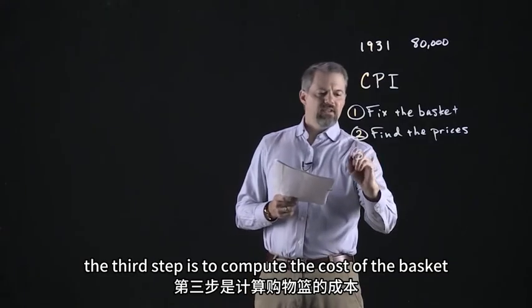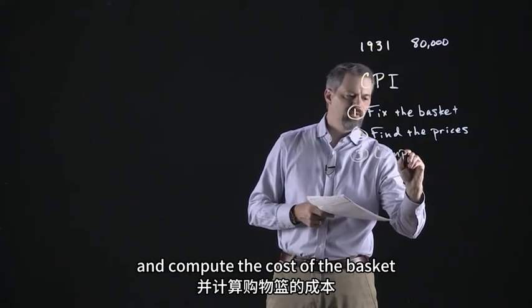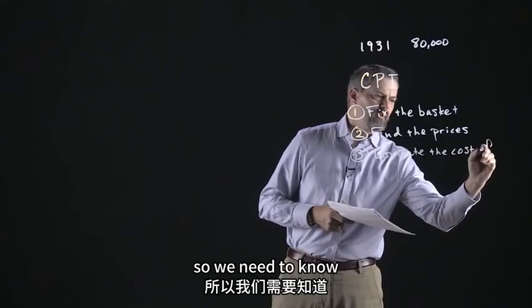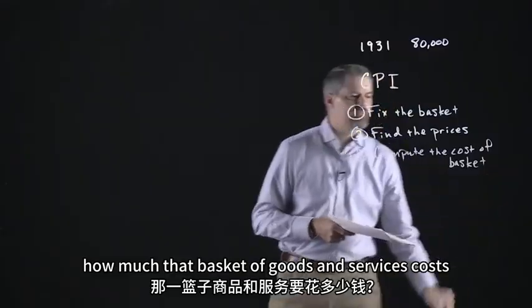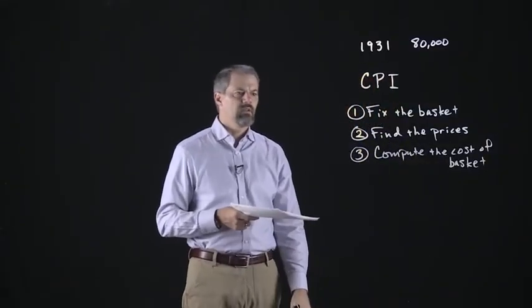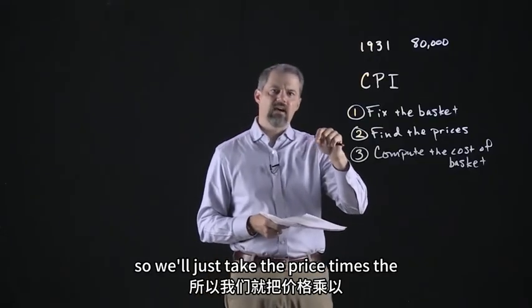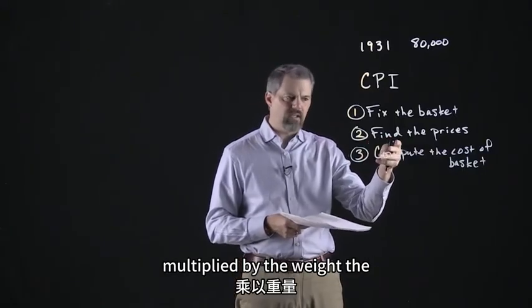The third step is to compute the cost of the basket. So we need to know how much that basket of goods and services costs. So we'll just take the price times the quantity of the good in the basket multiplied by the weight.